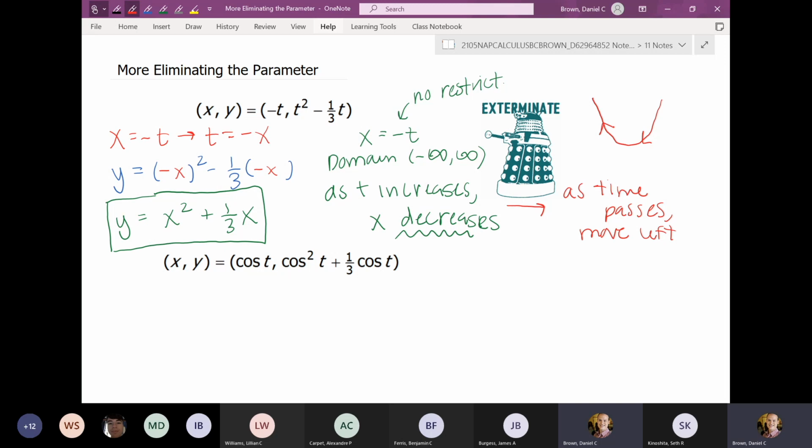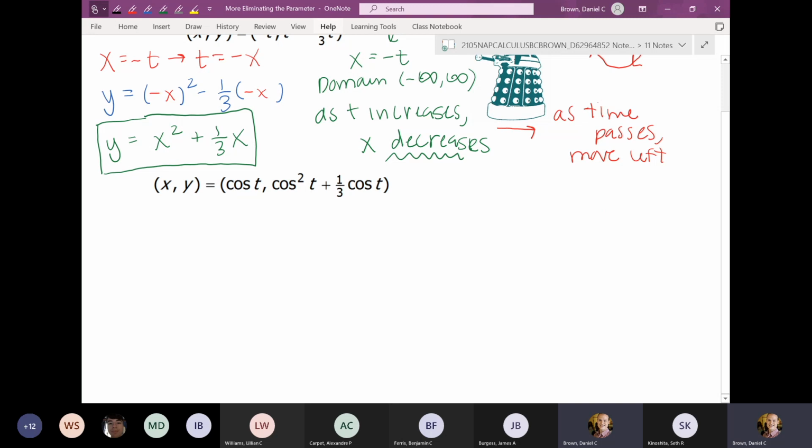All right, last one. I chose this one. We do often see a lot of trig with parametric equations. When we have trig, I often, when I do my substitution, don't solve for t. I often just solve for a trig expression instead. What do I mean by that? We know that x is equal to the cosine of t, and y already has some cosines in it. So I can do my substitutions directly there. Y is equal to cosine squared plus 1/3 of cosine.